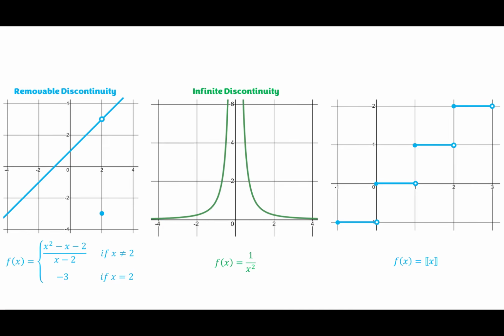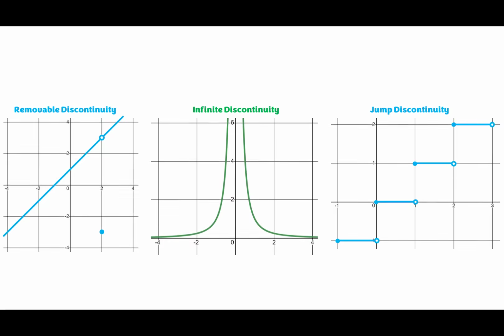And the graph on the right has multiple jump discontinuities. This function is a step function, with fancy notation with those brackets around the x. The reason it's called a jump discontinuity is because at particular values you have to jump from one value to the next.